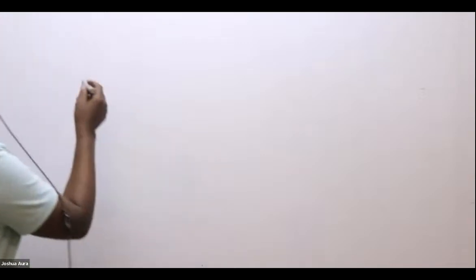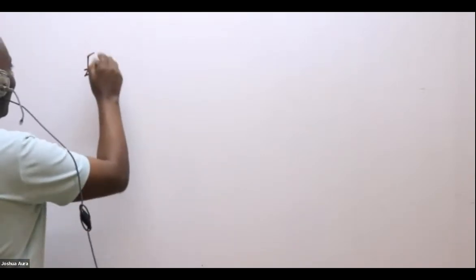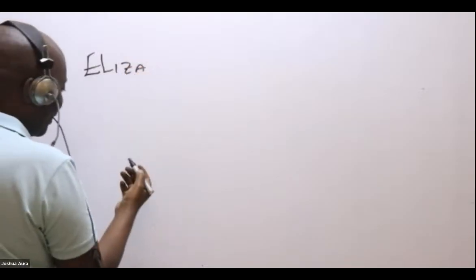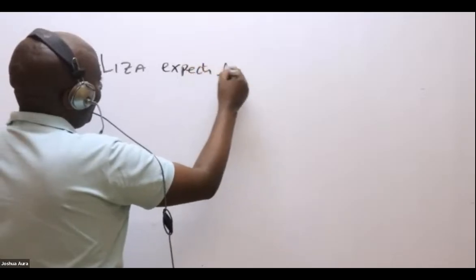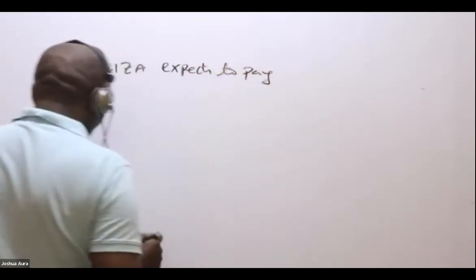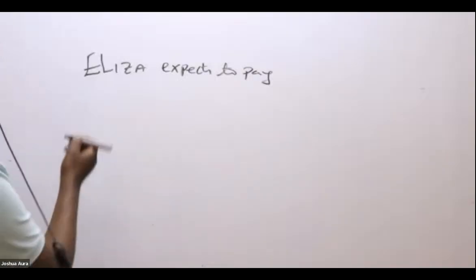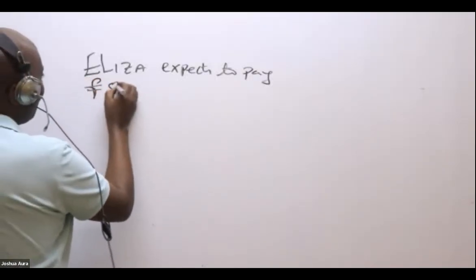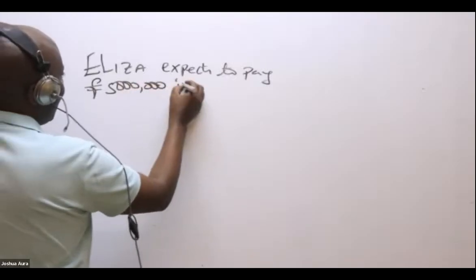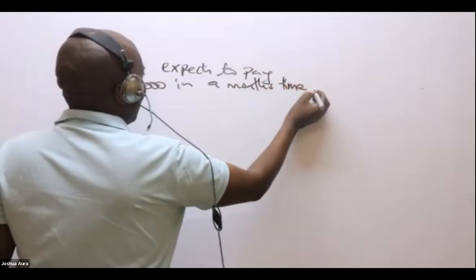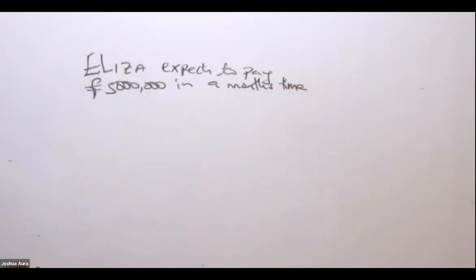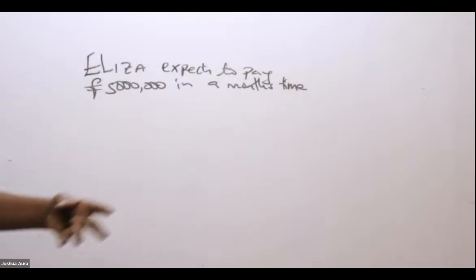Now, ladies and gentlemen, remember, if for example we have Eliza, Eliza in this case expects to pay British pounds 5 million in a month's time. Eliza is one of us. She's a Kenyan.